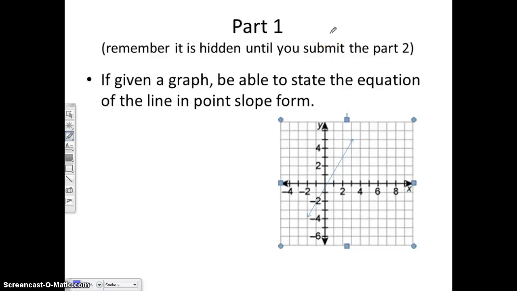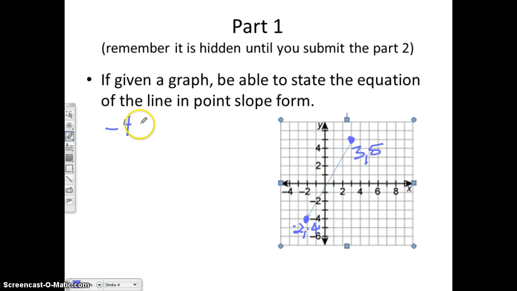All right, part 1. You're going to be given a graph, and you need to be able to state the equation of the line in point-slope form. Notice that it's not going to cross the x-axis at a nice even place. You'll be given a couple of points, and that's all. So, first of all, we need to find out the slope. The slope is m equals y sub 1 minus y sub 2 over x sub 1 minus x sub 2. This is negative 2 comma negative 4, and this is 3 comma 5.